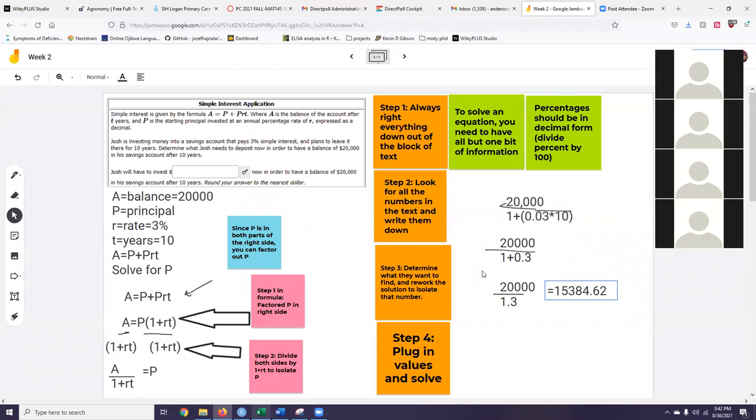So in general, when you deal with money, you always round up pennies, never round down pennies. So if you have more than 1/1000th of a penny, it's still 62 cents. They want this to the nearest dollar. So this would be $15,385 is what he should invest in order to get $20,000 in 10 years.